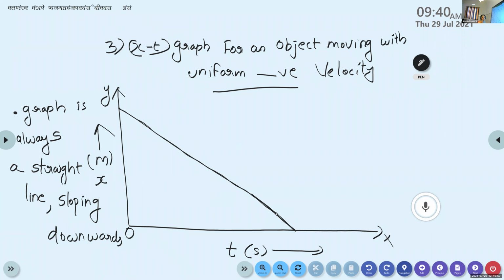Now we have two more cases left. The position time graph for an object moving with a uniform negative velocity is always a straight line that is sloping downwards.